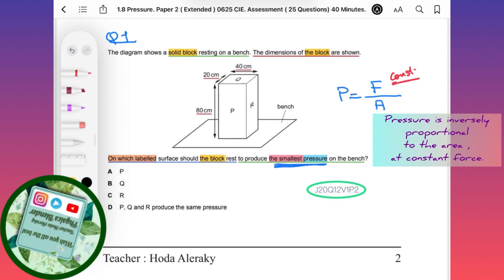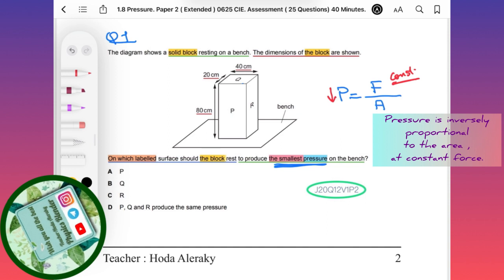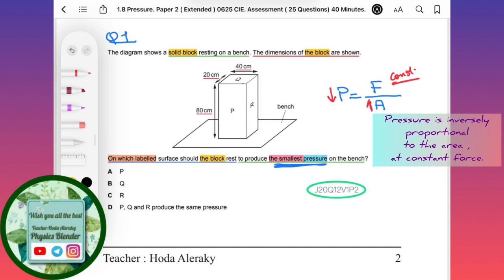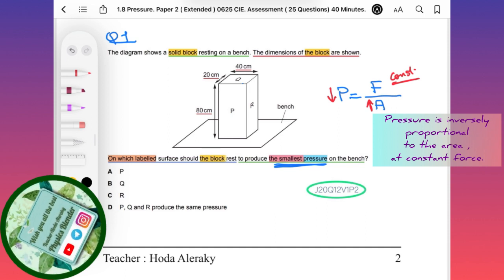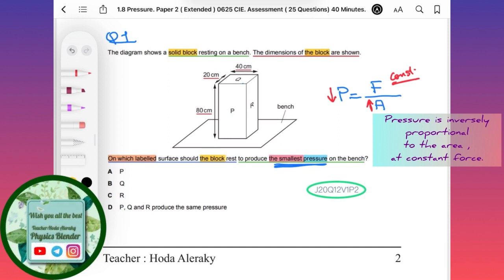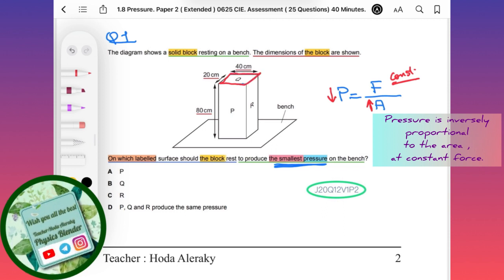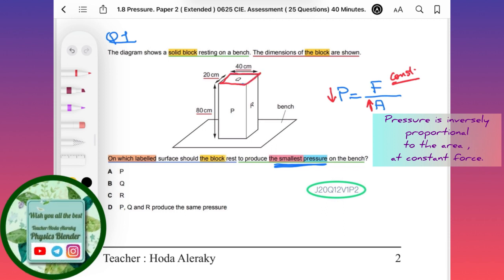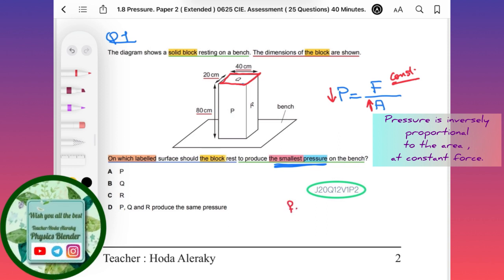Pressure is inversely proportional to area of contact. You are looking for the smallest pressure. It means the area of contact will be largest. So you have to exclude Q. It's clear here, Q is the smallest area of contact. So you have to compare between face P and face R.